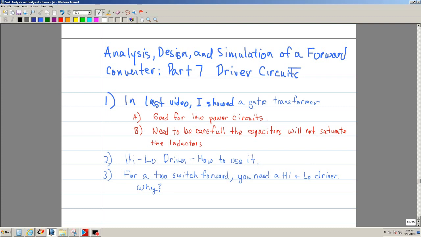Hi, I'm Robert Bolaños. Welcome to Analysis, Design, and Simulation of a Forward Converter. This is going to be part 7, and I'm going to talk about driver circuits.